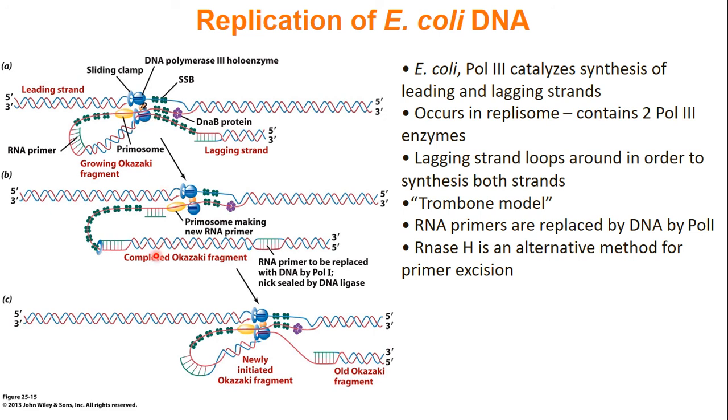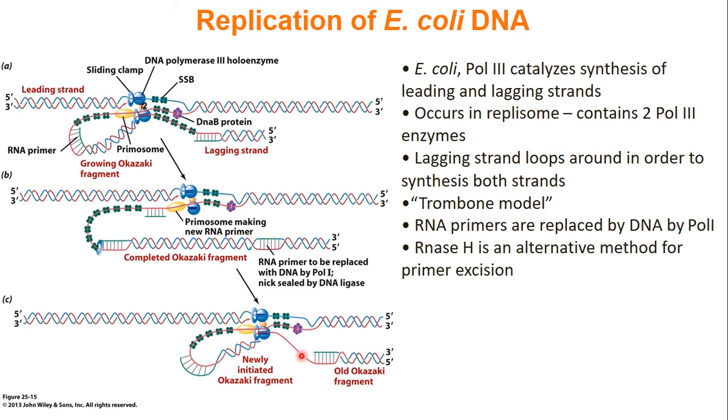But like we said in the previous video, our poly 3 cannot remove the primers. It cannot do this nick translation. So it will move all the way up to the Okazaki fragment. Then Pol 1 will come in and it will remove the RNA primers and fill that with DNA. And finally, ligase will seal up our last nick there.